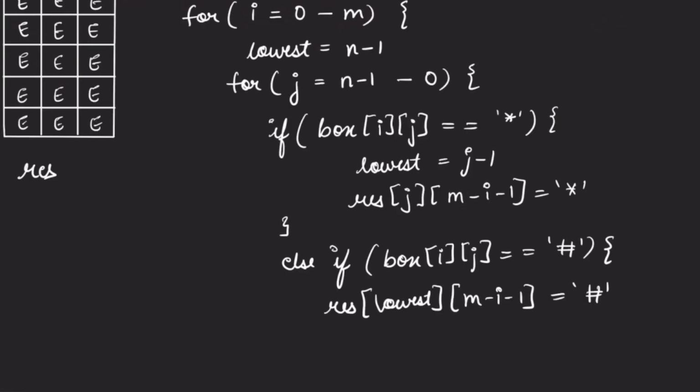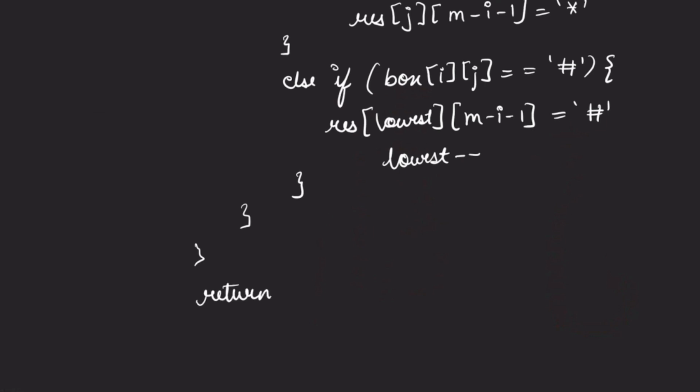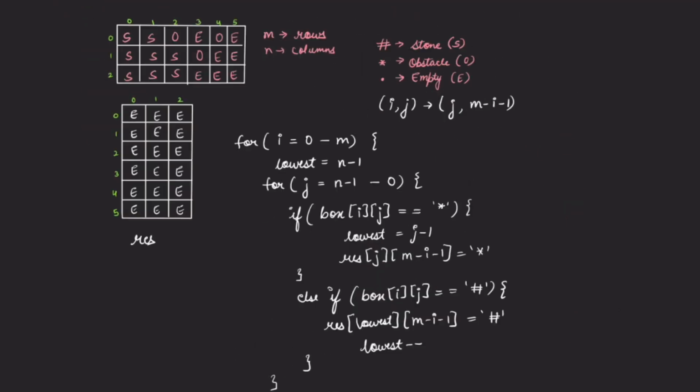And now since this particular lowest empty cell is occupied by this stone, we should decrement our lowest by 1. Whatever cell is just above the lowest should now become the lowest empty cell, right? So this is the only thing that we need to do, and at the end you can return your result. Now let's do a dry run for one of the columns so that you can understand it better.